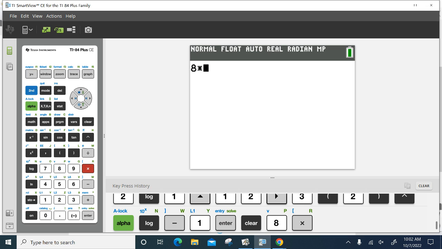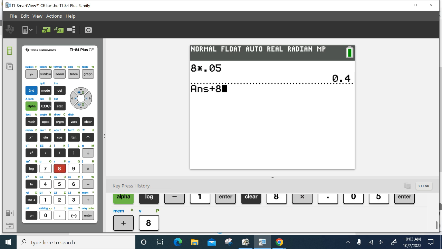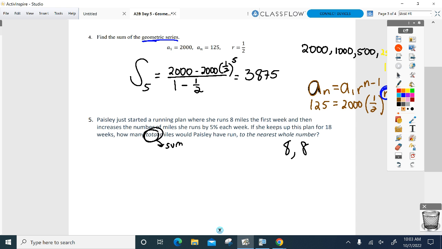Multiply. That would be 50%. 0.05. All right, let's look at that number that comes up. Is that how many she ran in the second week? No, that's how much she increased by. So I still have to take that 0.4 and add it to 8. So here is how much she ran in week 2: 8.4. Let's do one more.